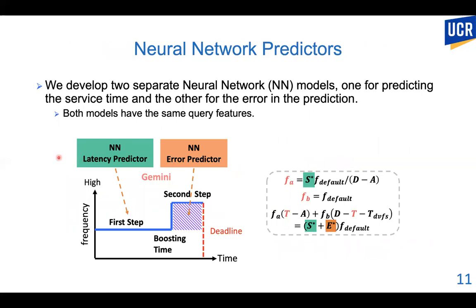Now we introduce our neural network predictors. In Gemini, we first need a latency predictor to get the service time S for the initial frequency selection in our 2-step DVFS. An accurate latency predictor can produce a smaller prediction error and avoid boosting the initial frequency too early. Second, our DVFS scheme utilizes the prediction error E to calculate the proper boosting time. However, it is impossible to measure during runtime. Thus, Gemini employs a second neural network model for the error prediction. Both the latency predictor and error predictor use the same set of query features.